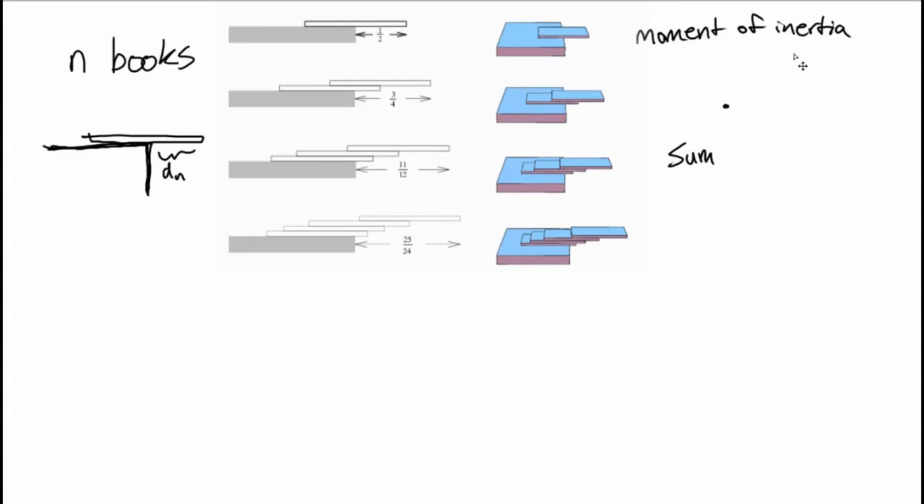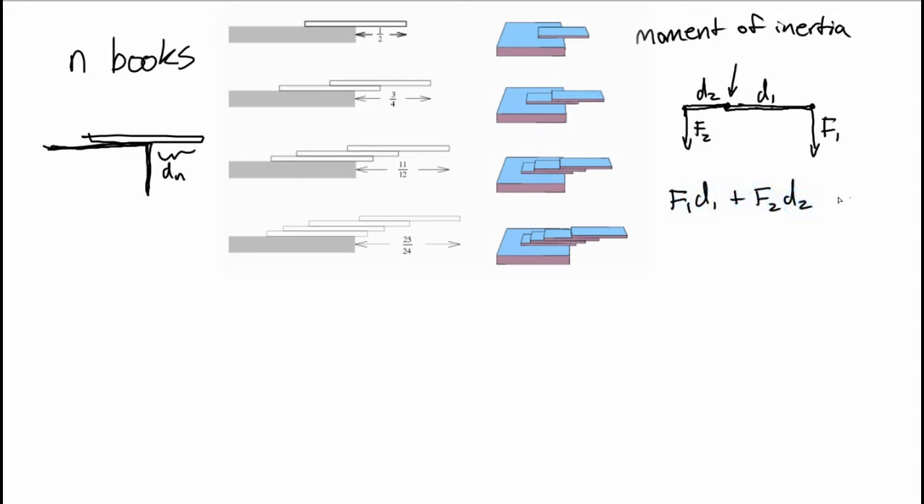So let's see what I mean by that. Let's say we have a point like this, and there's a force right here, going downwards, and we label it F1, and its distance from the point is D1. It's like there's a lever arm connecting this force to that point. And let's say there's another force like this pushing down with F2 on the end, and this distance is D2. So we want to find the moment around this point. In order to do that, we add up F1 D1 plus F2 D2. That's the moment.